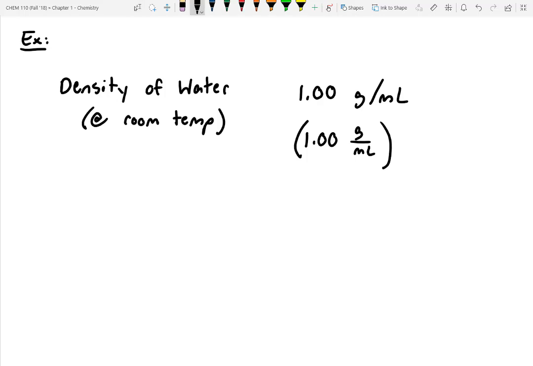So for example, you can say, what is the density of ice? Do you think it'll be higher or lower? Yeah, exactly. It should be lower because ice floats, right? So less dense things will rise up.